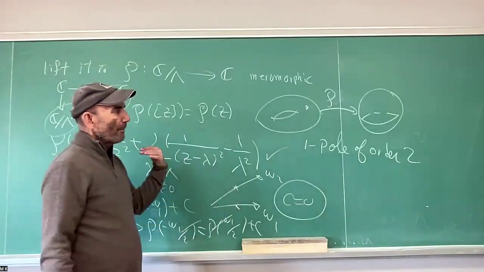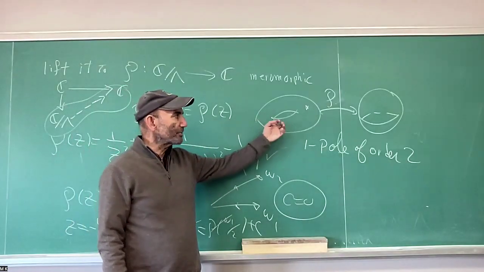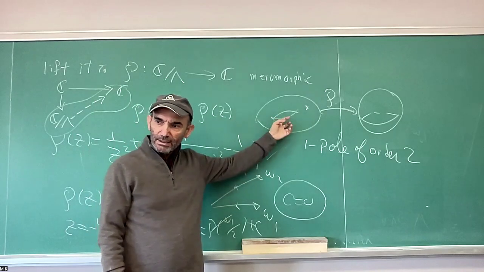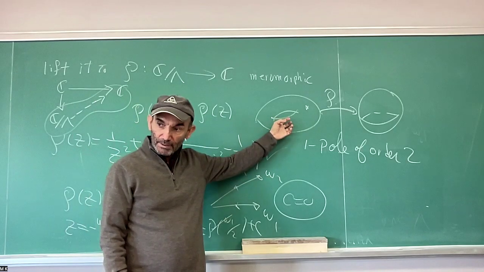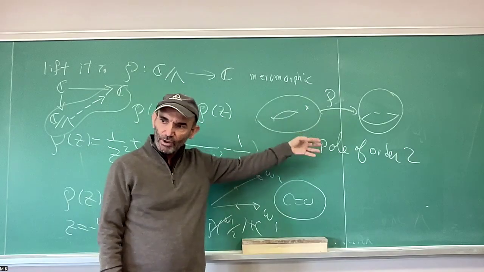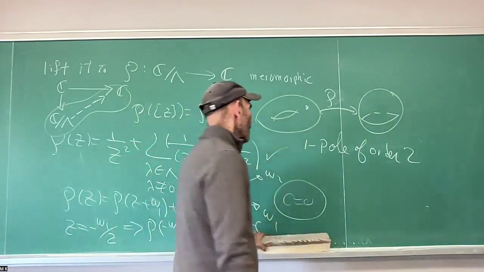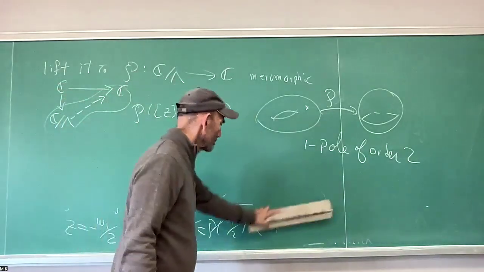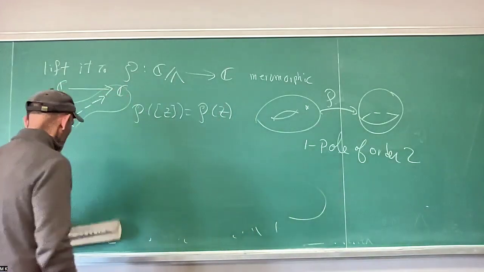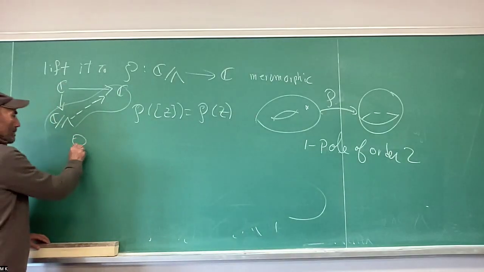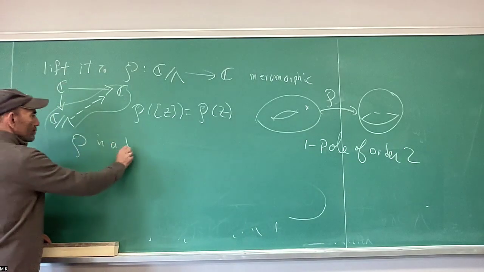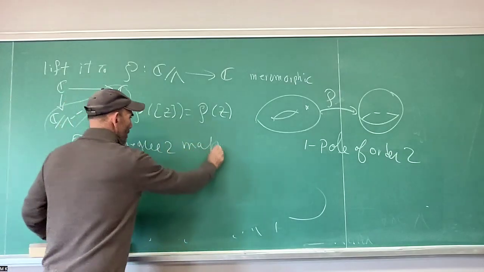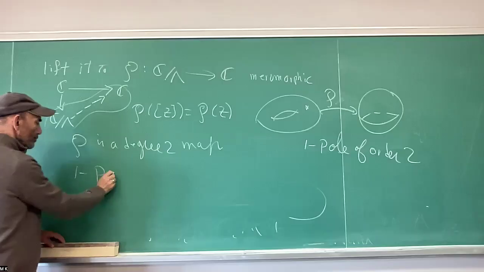So what happens is that this map P, the Weierstrass P-function, gives us a degree 2 map from this torus, the elliptic curve, into P1. So what I'm saying is that P is a degree 2 map. So it has one pole of order 2.